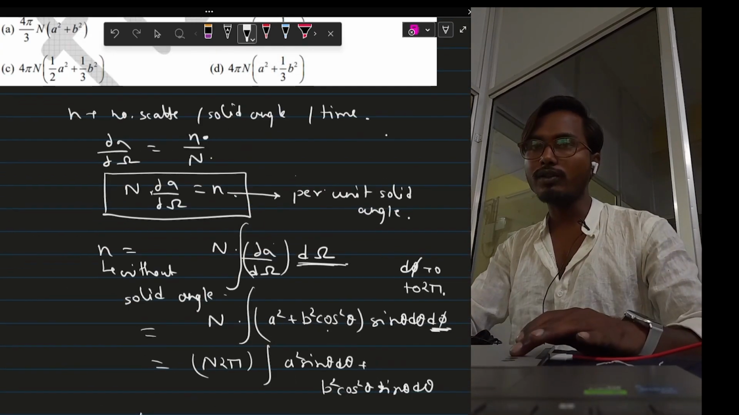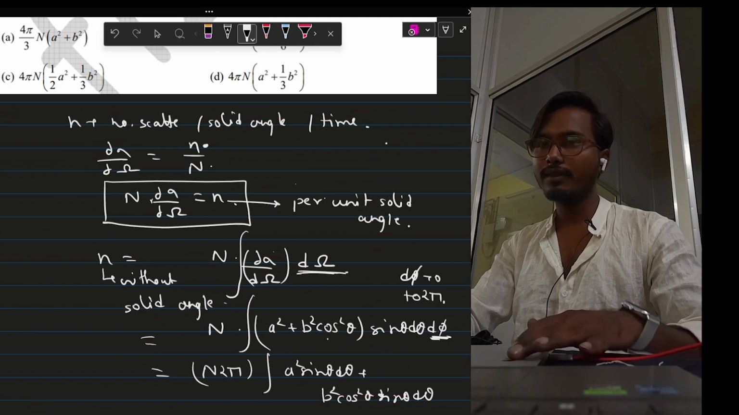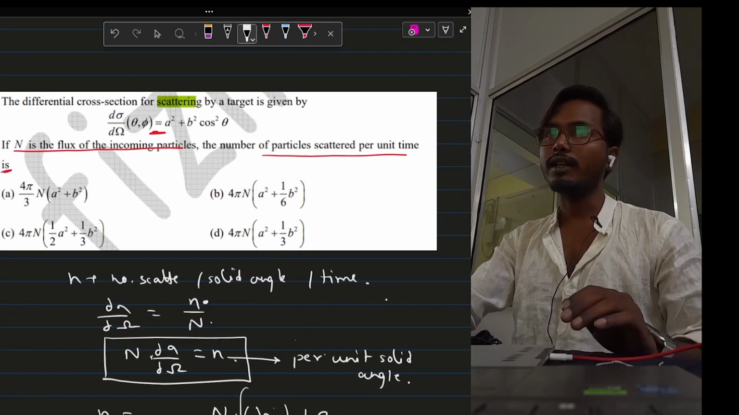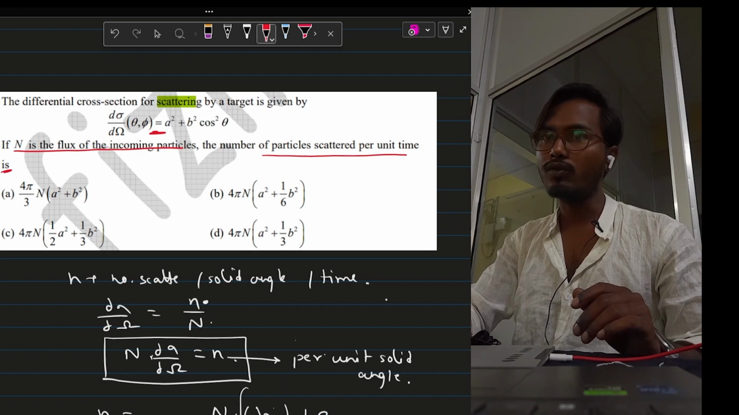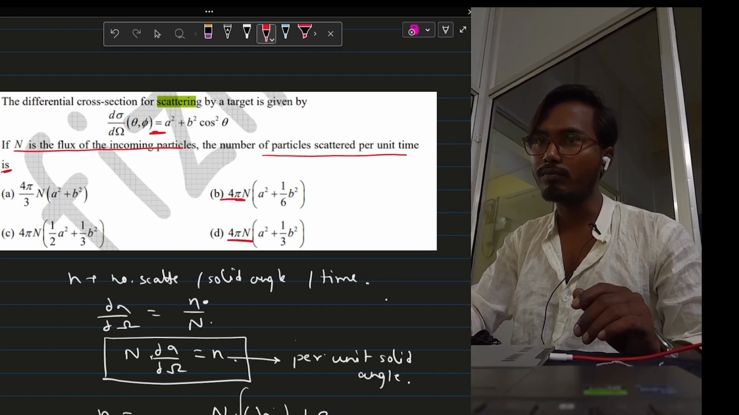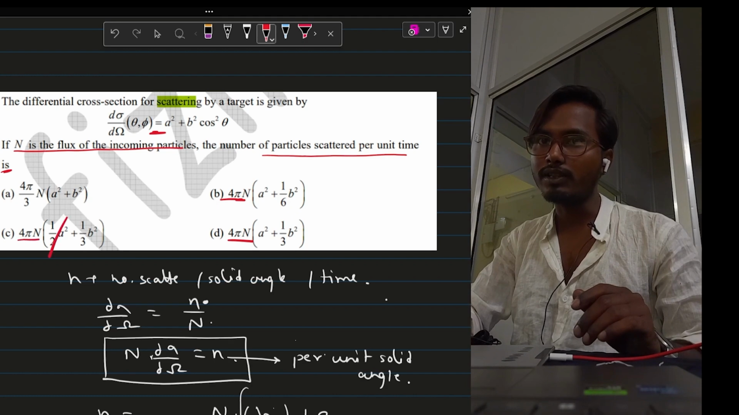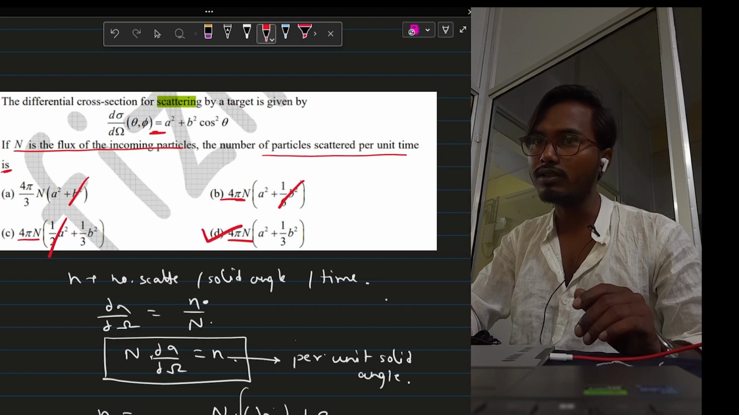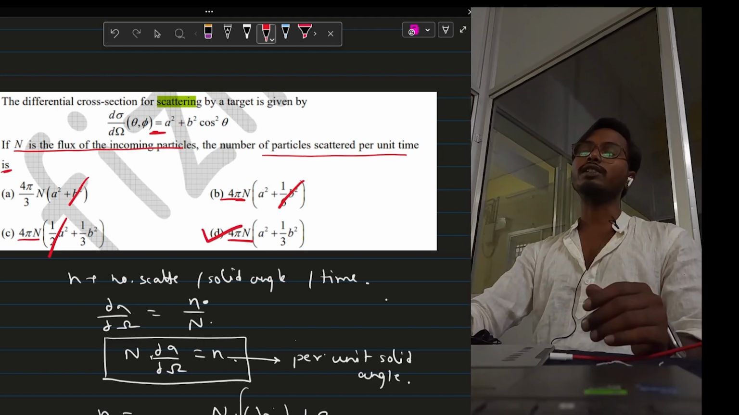Let us match our answers. Okay, so here we have 4 pi n, 4 pi n. These two terms match, the other options are not equal, and this term is the answer. Okay, so we have solved this.